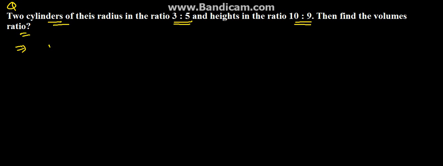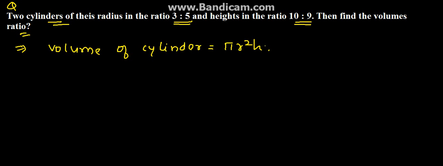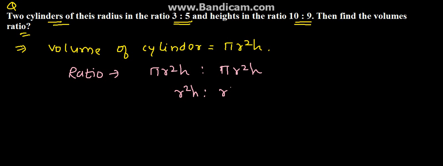So we know that the volume of a cylinder is pi r square h. This is the formula. So here the ratio of volumes will be pi r square h is to pi r square h. This is the ratio. Now here pi is the same, so we will not consider pi. So this will be r square h is to r square h.